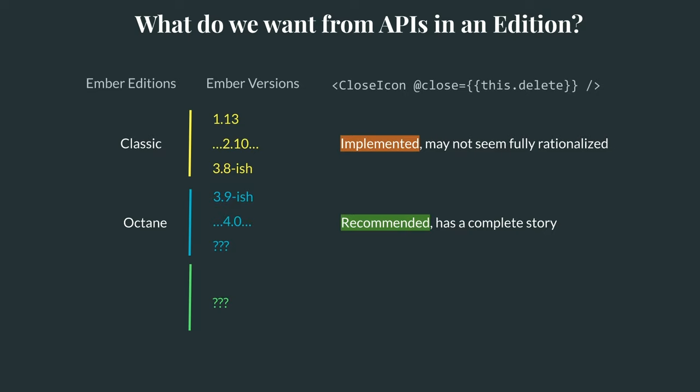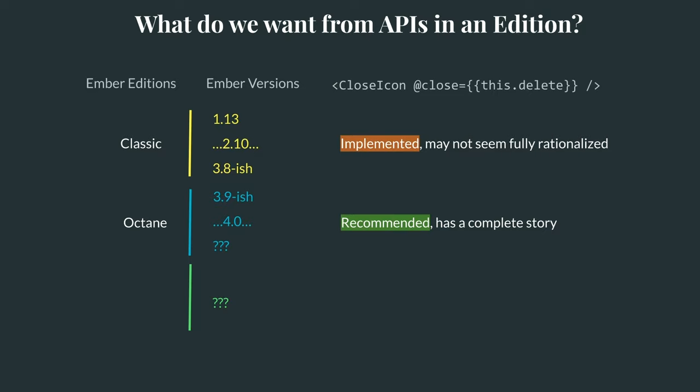Okay, so what do we want from APIs that we include in an edition? Let me jump through a couple of things we want to see from them. So for example, this is angle bracket invocation here. We've got close icon, and this is a new syntax that we're going to get walked through a little bit later on, or that you may already be using. Because this is implemented, you can use this in your Ember apps. I'm not sure how far back the polyfill goes. Robert, do you know how far back the polyfill goes for angle bracket?